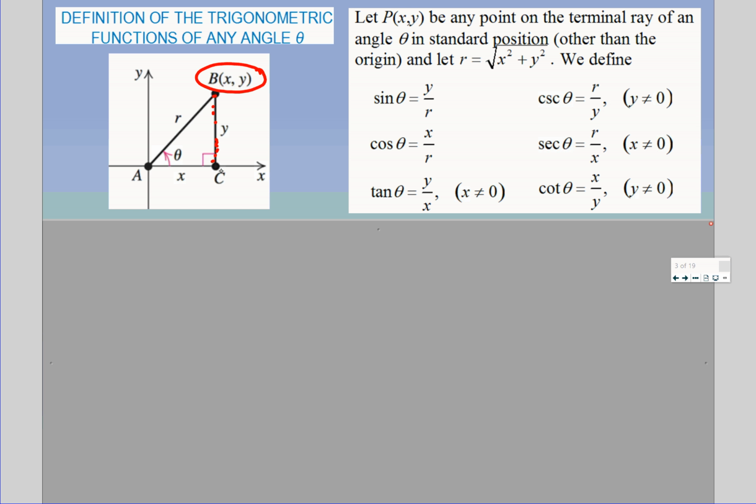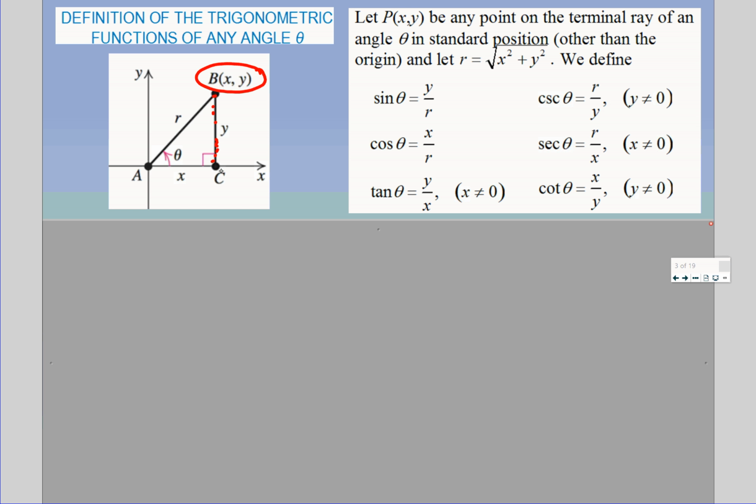Labeling our sides, if that point is xy, x would be my left-right leg, y would be my up-down leg, and then the hypotenuse we're labeling with r. R is eventually going to represent the radius of a circle, so that's why they're using that variable.